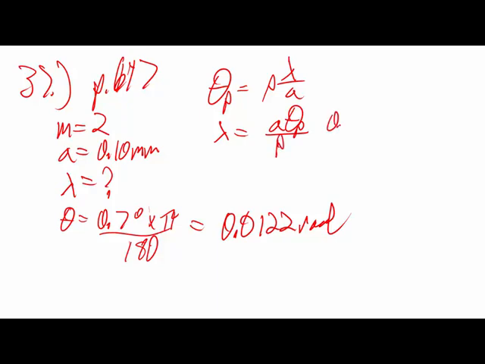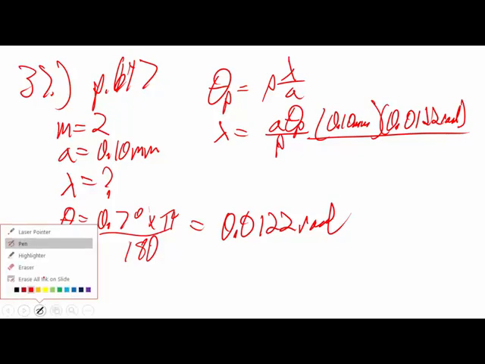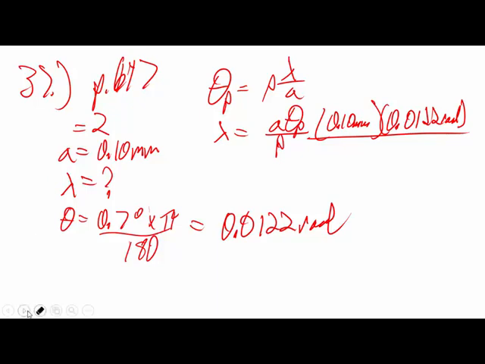So let's plug everything in. We've got 0.10 millimeters times 0.0122 radians divided by, and it was the second minima, wasn't it? That's p. p is minima. I should have said p, not m. Sorry about that. I'm thinking of maxima. No, we have to do minima, which is p. There we go, a lowercase p. So put a 2 there.